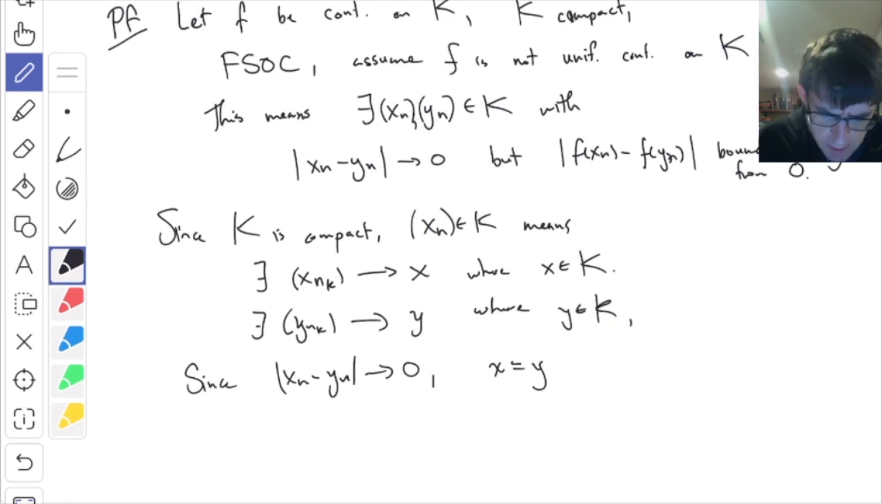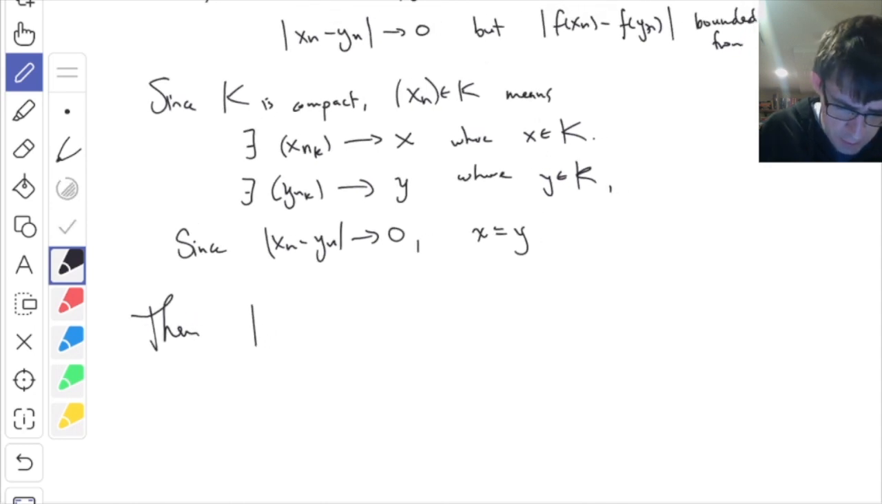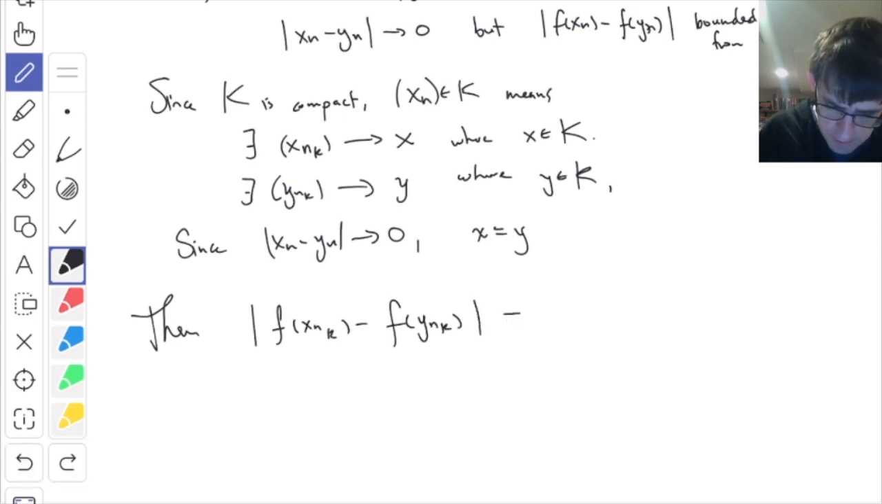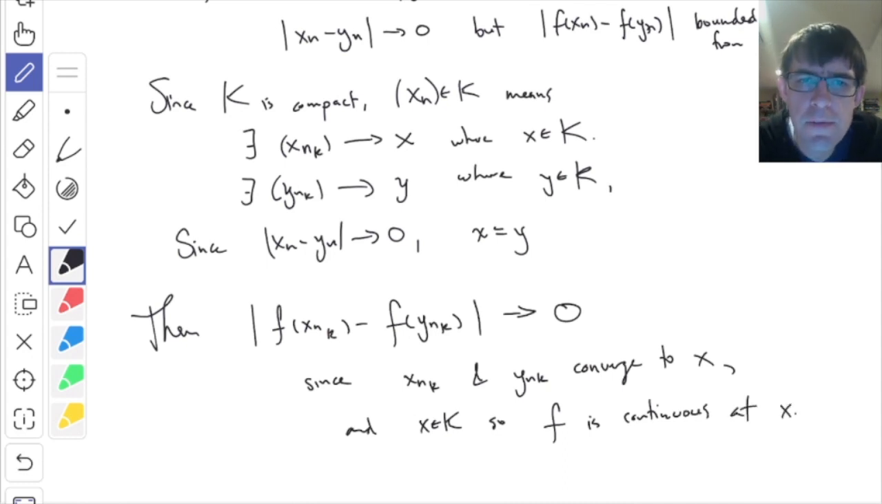All right, what does this mean? Then I can do f of x_nk minus f of y_nk. Sorry, not equals, but this must go to 0. This is because x_nk and y_nk converge to x, and x is in K, so f is continuous at x. We are trying to show that f is uniformly continuous.